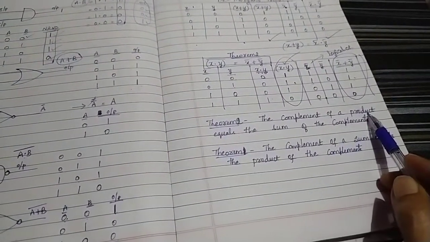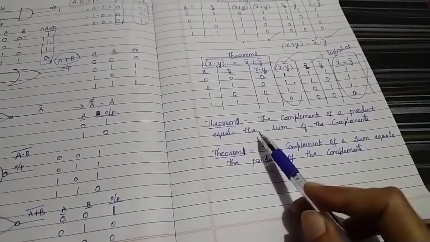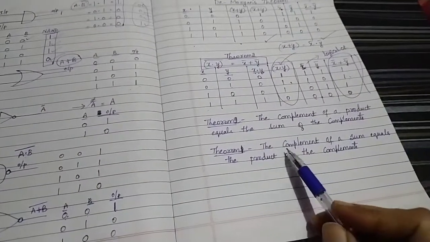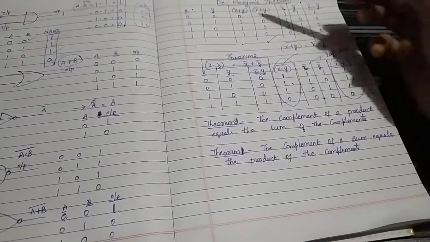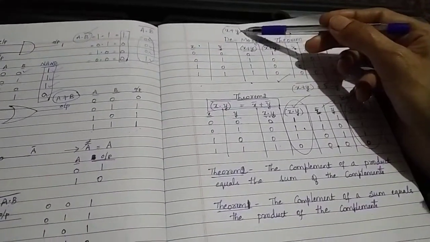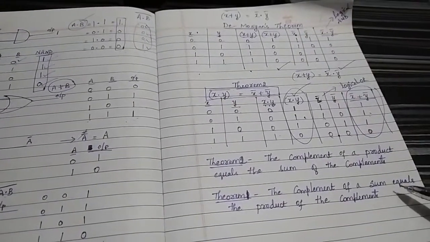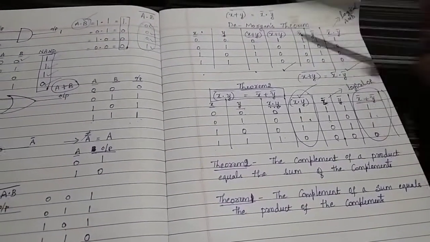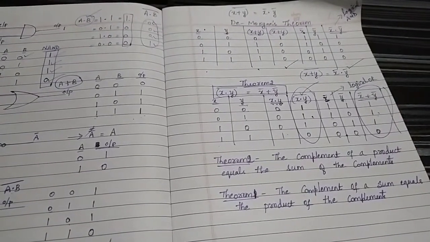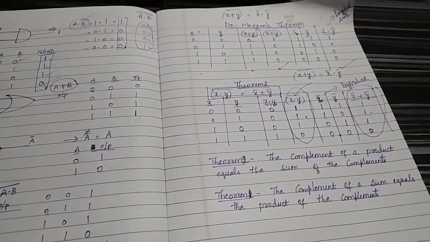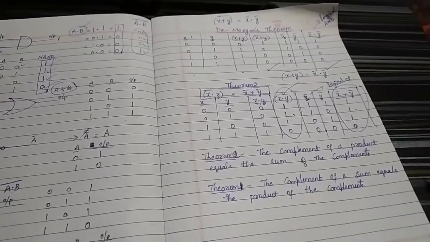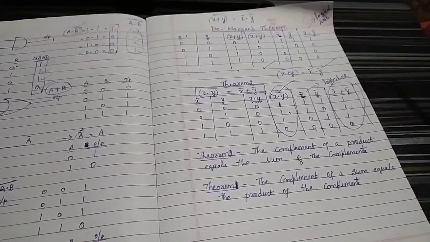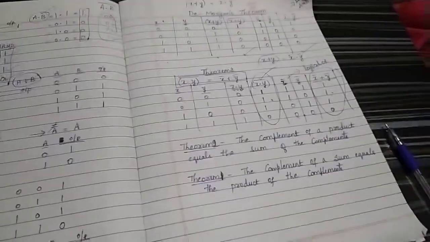The complement of a product equals the sum of the individual complements. According to theorem 1, the complement of a sum equals the product of the individual complements. So, these two are De Morgan's laws. You need to write the theorem and prove it using the truth table. Thank you all.